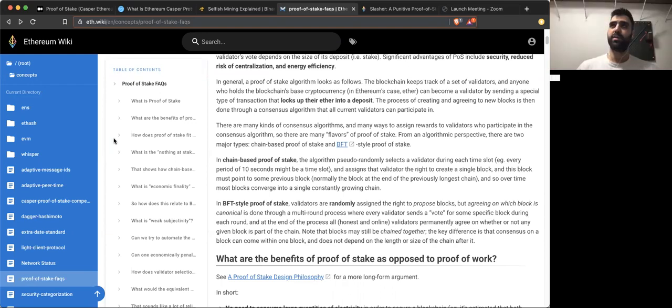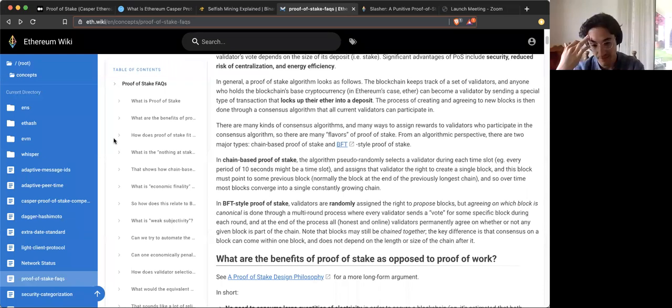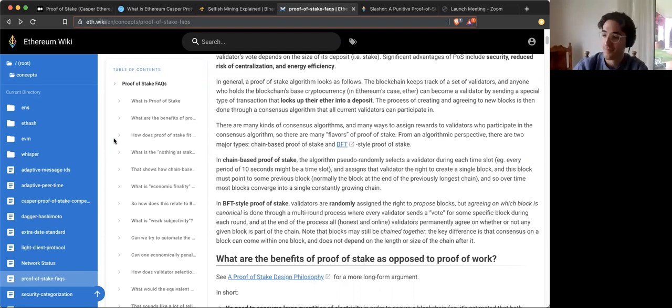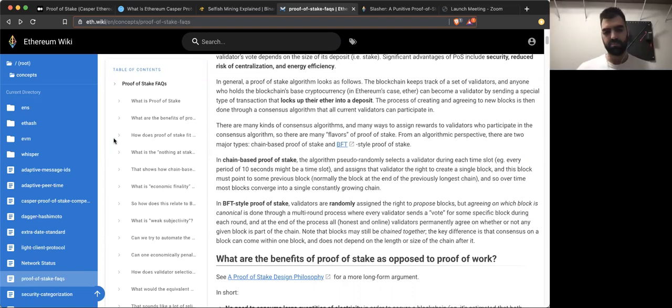But I think the problem is you still cannot propose an invalid block. Yeah. Because validators have to vote. I mean, just adding new invalid blocks would not happen, right? Yeah, that's true. So anyways, there's some more details on this chain-based proof of stake and this BFT style in the Ethereum Wiki proof of stake FAQs. It describes basically what we just said. So in this chain-based algorithm, some validators are selected pseudo-randomly, and that validator has the right to create a single block.